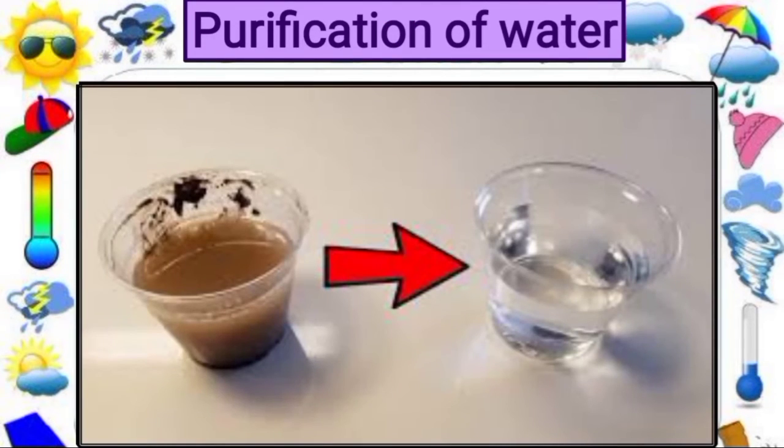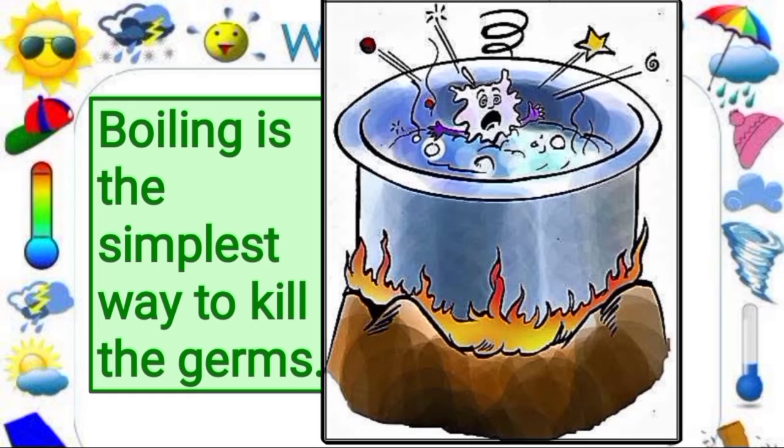Now let's understand the purification of water. As you know, we should drink only clean water, because dirty water can make us fall ill, and water from taps can be dirty and impure also. Thus water used for drinking and cooking needs to be purified. We can do it in some ways, like boiling.